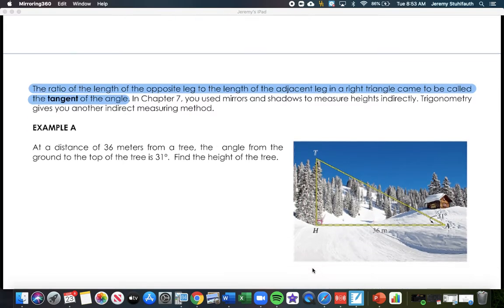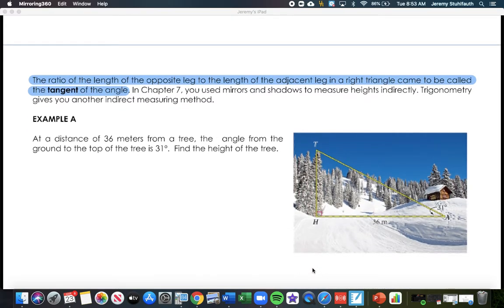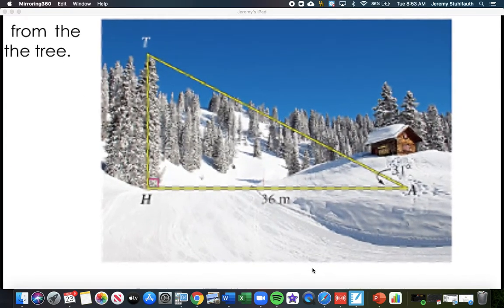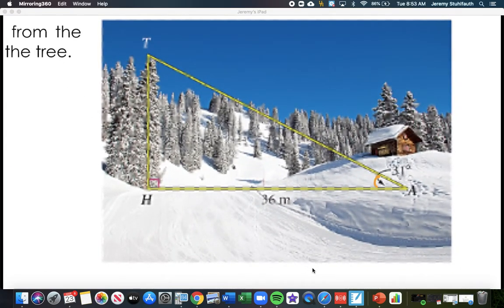So if we look at this example, it says, at a distance of 36 meters from a tree, the angle from the ground to the top of the tree is 31 degrees. Find the height of this tree. What we know, if you zoom in on this picture, is that this angle right here is 31 degrees. We would like to find the height of that tree.